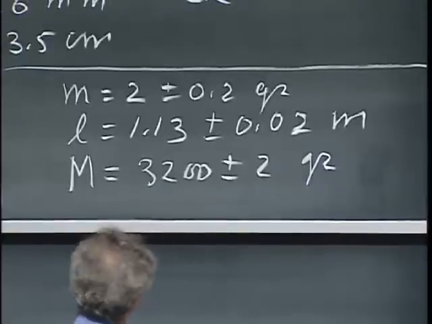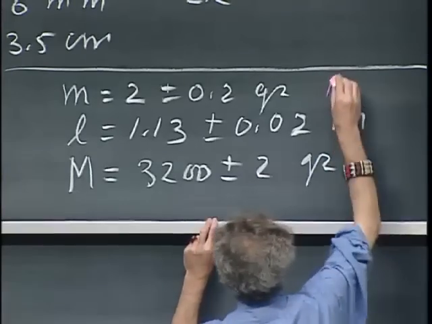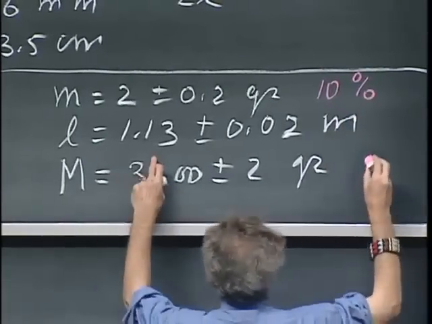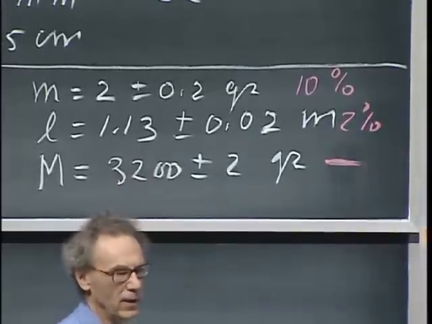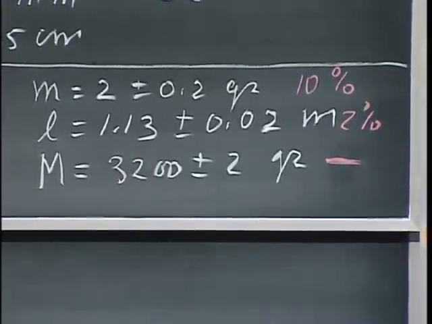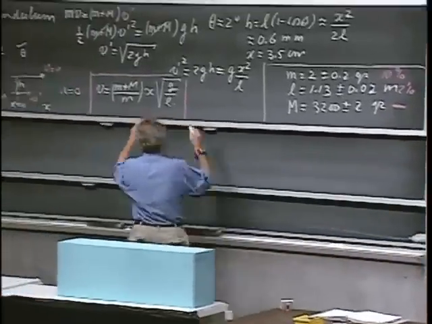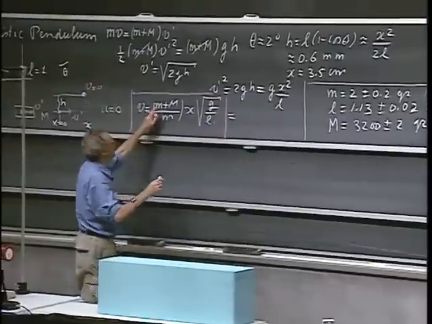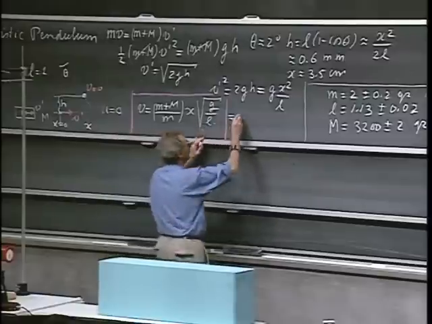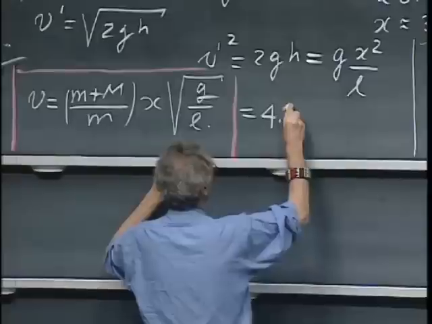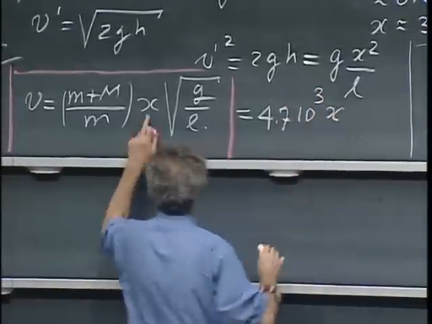So we have a 10% uncertainty in the mass. We have a 2% uncertainty in the length, and we have a negligible uncertainty in the mass of the block. That's negligibly small. So if I want to know now the speed of the bullet, I can calculate what m plus M divided by m is. I can calculate the square root of g over L. And with those numbers, I find 4.7 times 10 to the third times x. We have to measure x.